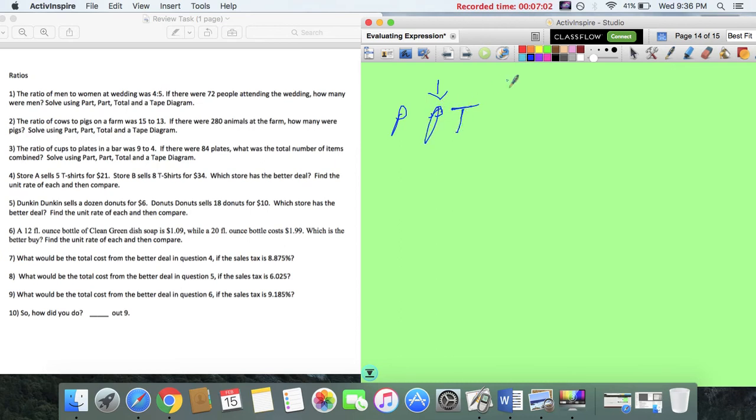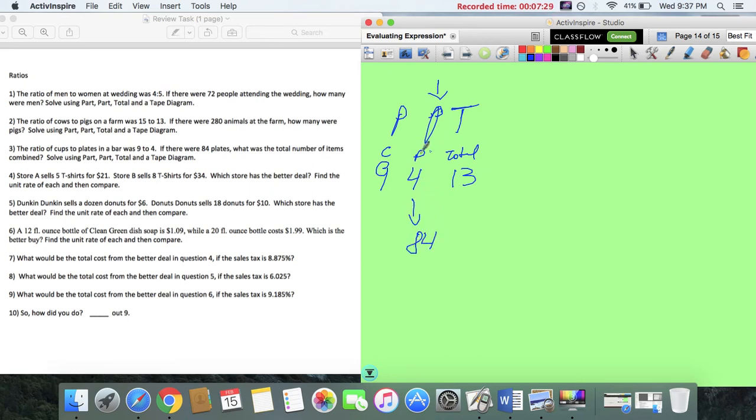Part total. The ratio of cups to plates in the bar was 9 to 4. These are my cups, 9, and these are my plates, 4, which gives me a total of 13 items. If there were 84 plates, what is the total number of items combined? So 84 will go under, not the 13, not the cups, but here, under the 4.